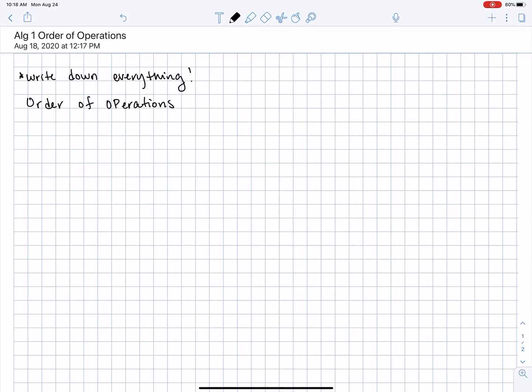Order of operations, and this of course is the order that we do math problems, so it is very important what order we calculate math. Oops, kind of ran out of room on that one. That's all right. Okay, so I'm going to go ahead.